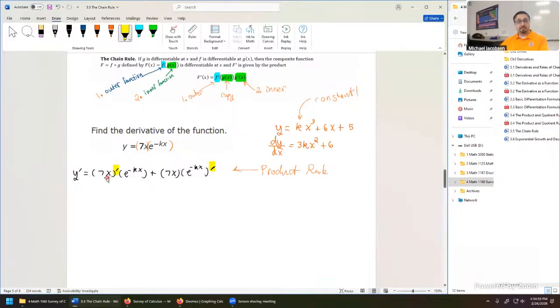First one's not too bad. We just get a 7 out of that derivative. And this is the one that's a little bit more tricky. This is two functions really. There's an outer function, the e to the x, and then there's an inner function, negative kx.